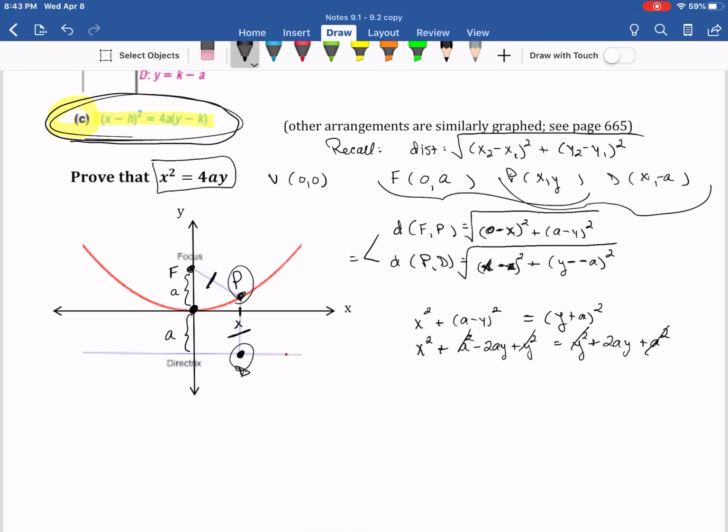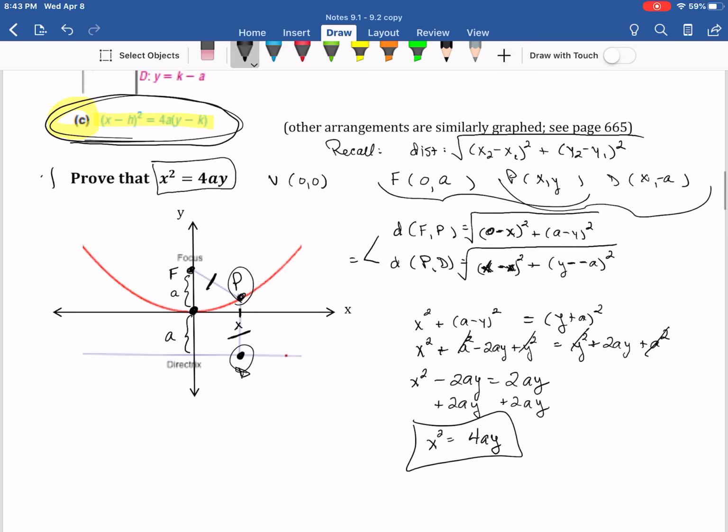This leaves you with x squared minus 2ay equals positive 2ay. And now your last step is to add the 2ay to get it to the right-hand side. Now I have x squared equals 4ay. And if you recall, that's what we were told to prove. So we got that done.